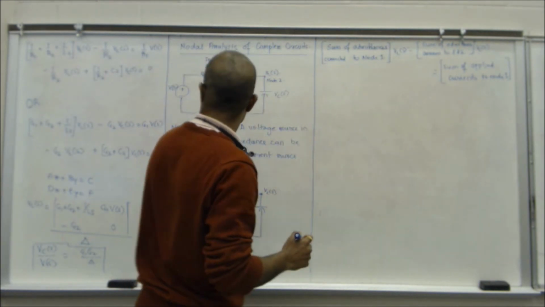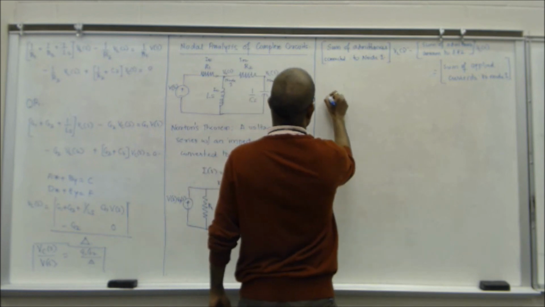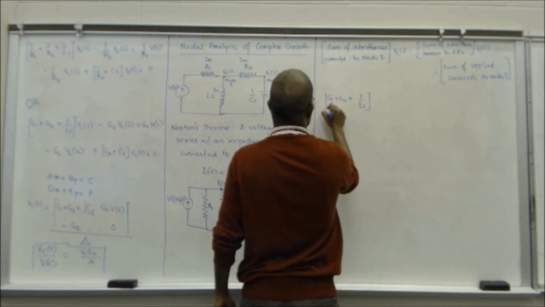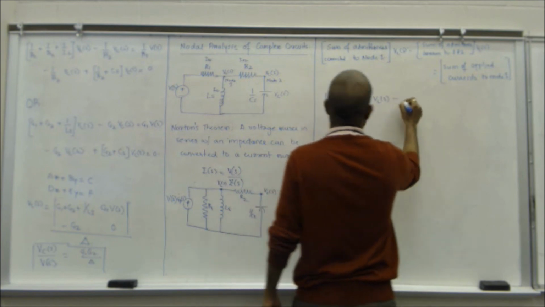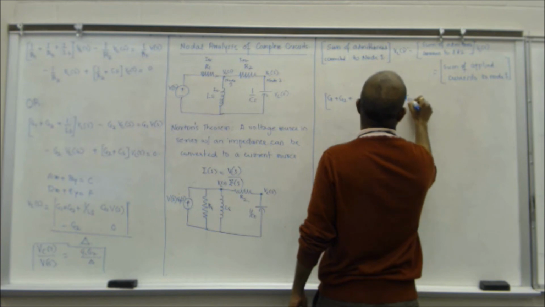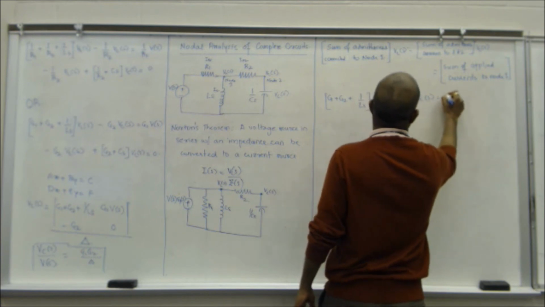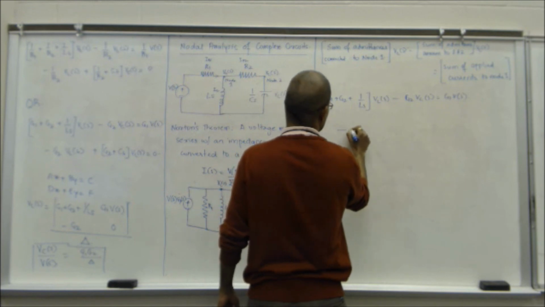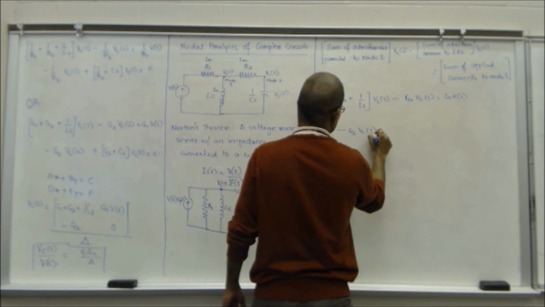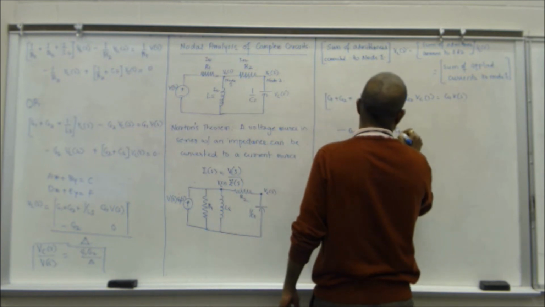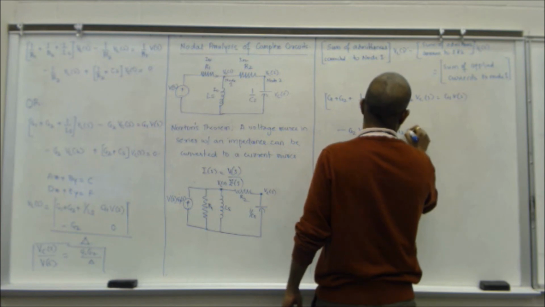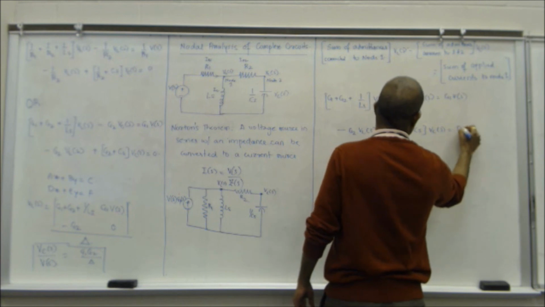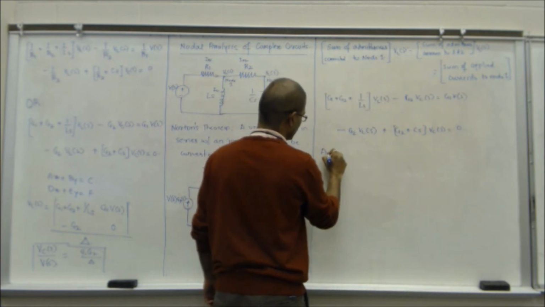So what you have here is pretty much the same thing. G1 plus G2 plus 1 over Ls into VL of S minus G2 VC of S equal to G1 into V of S. And the second one would be minus G2 VL of S plus G2 plus C of S, and here you can apply Cramer's rule again.